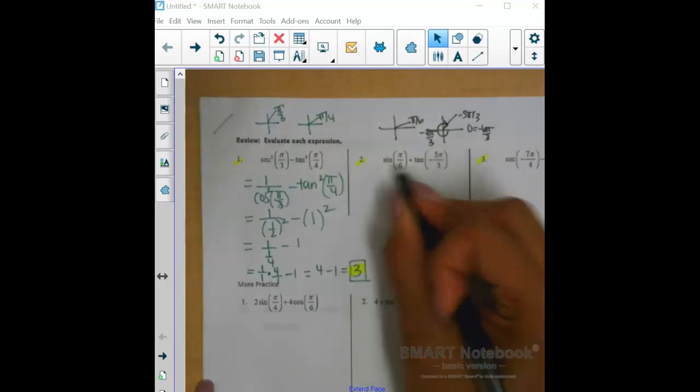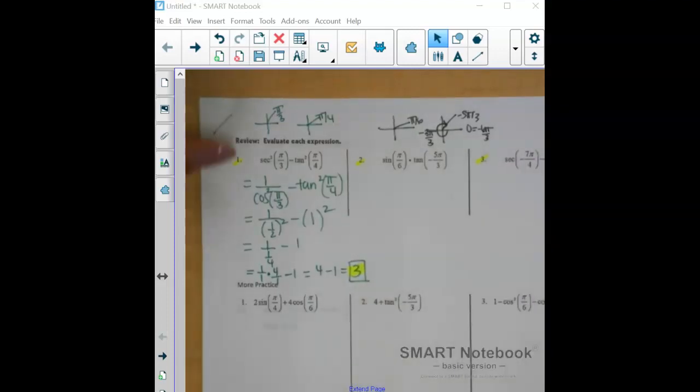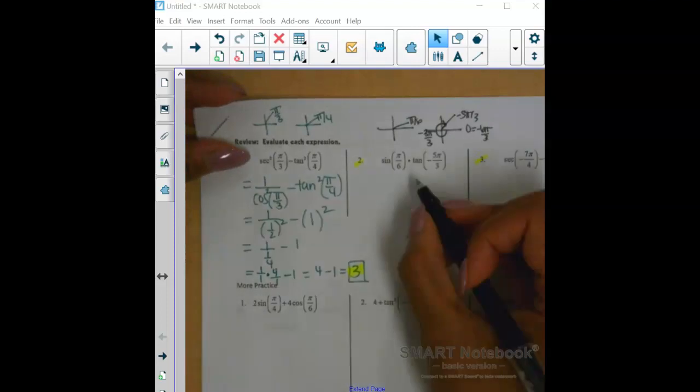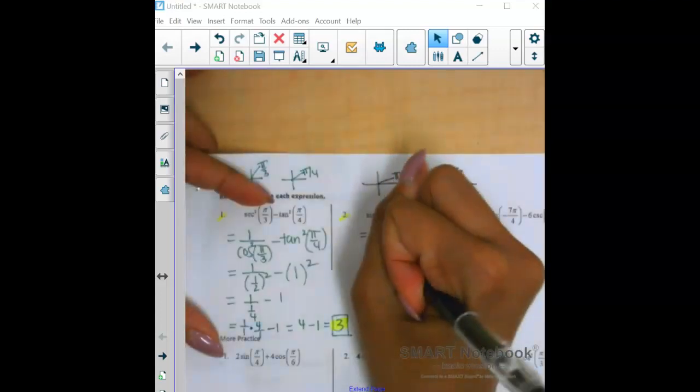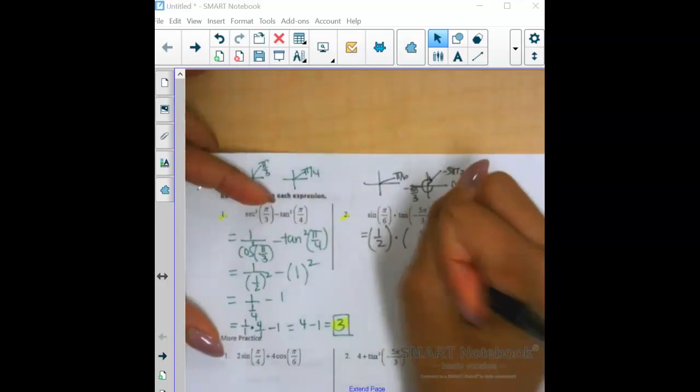Okay, cool. The sine and tangent, I have those on my little chart, so I can actually look at those. So the first thing I'm going to look at is sine of pi over 6, which is 1/2. So I'm going to write that one in now. So this is equal to 1/2. And we're going to multiply it by tangent.